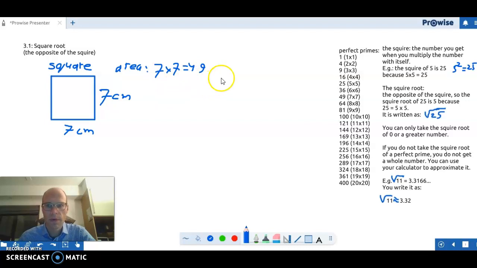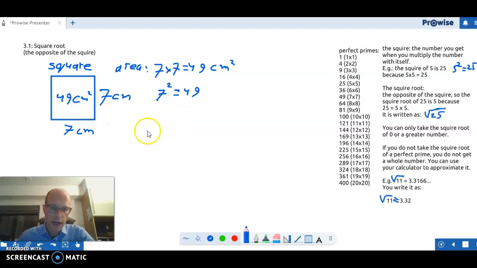And that's something you remember because you still remember your perfect squares from last year, if it's correct. So then the area is 49 square centimeters. And you could also write it down as that the square of 7, 7 squared, is equal to 49. Basically the same. So that's how you get from the side to the area. And the square root is the opposite. Then you get the area and you need to calculate the side of a square.